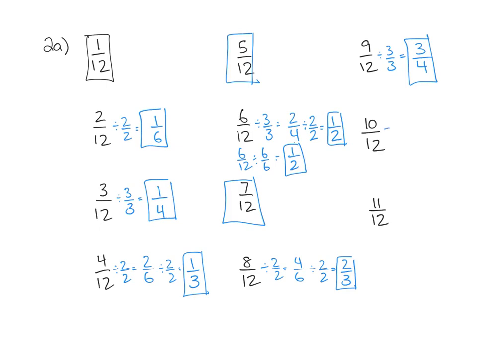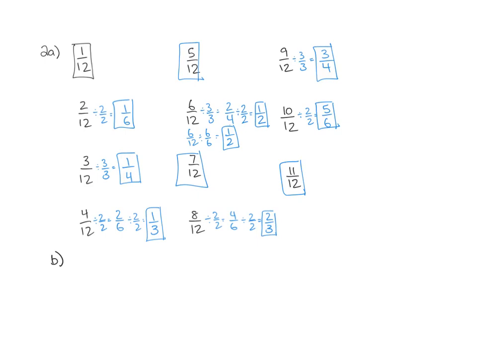I can divide 10 and 12 by 2 because they're both even numbers, and that gives me 5/6, and there's no more common factors, so that one's already done. 11/12 is already in lowest terms because there are no other common factors. Question B asks me to predict which of the twelfths will terminate, which means I have to look at which of the lowest terms can only be made up of multiples of 2 or 5.